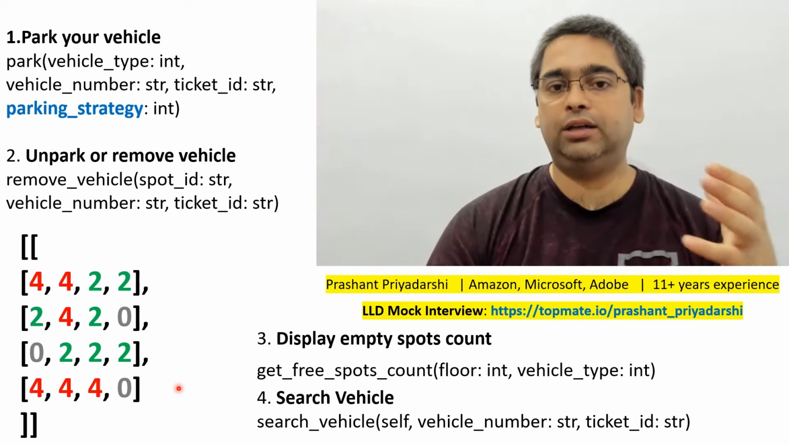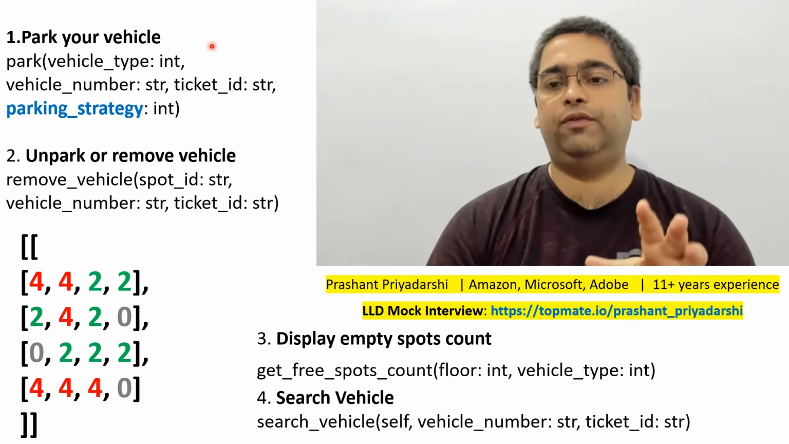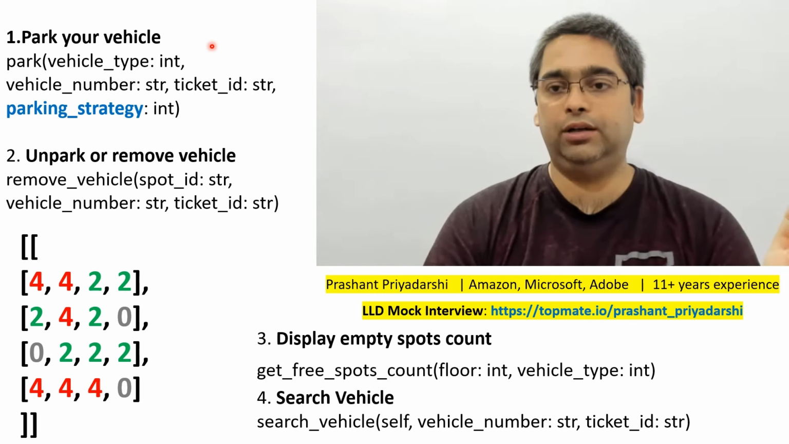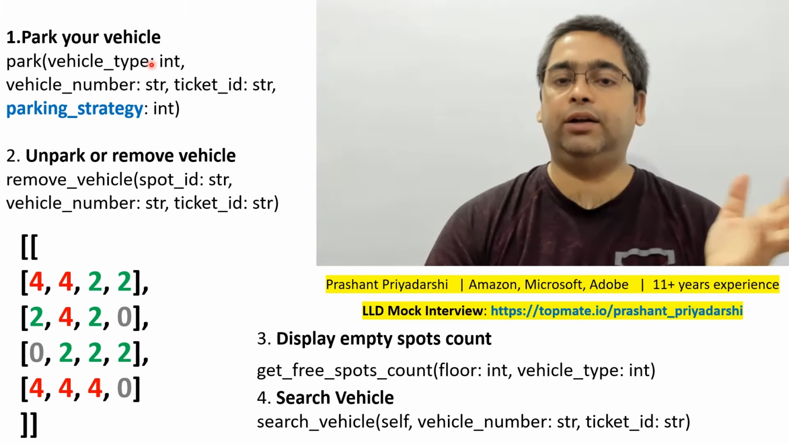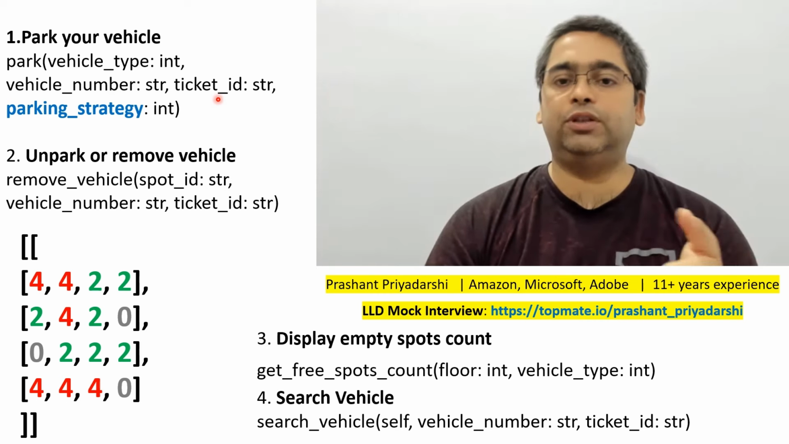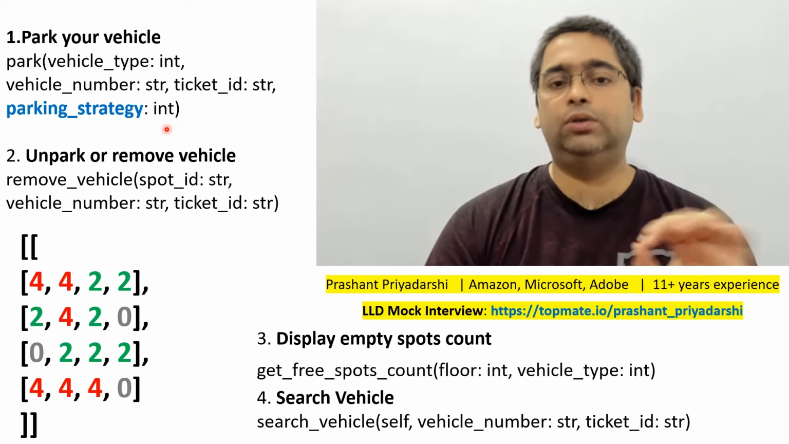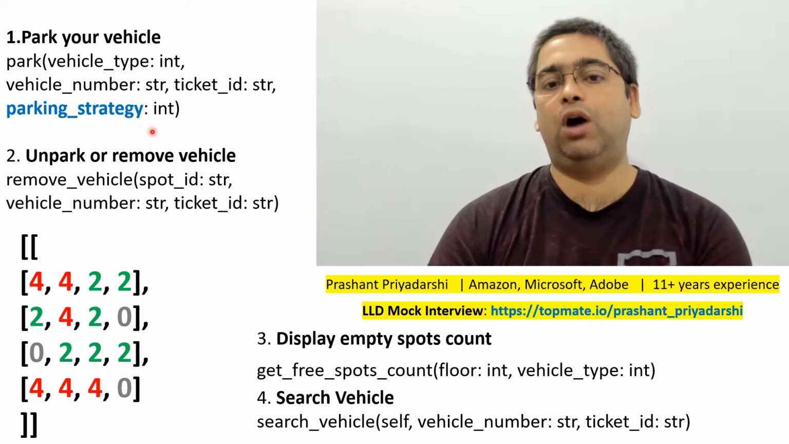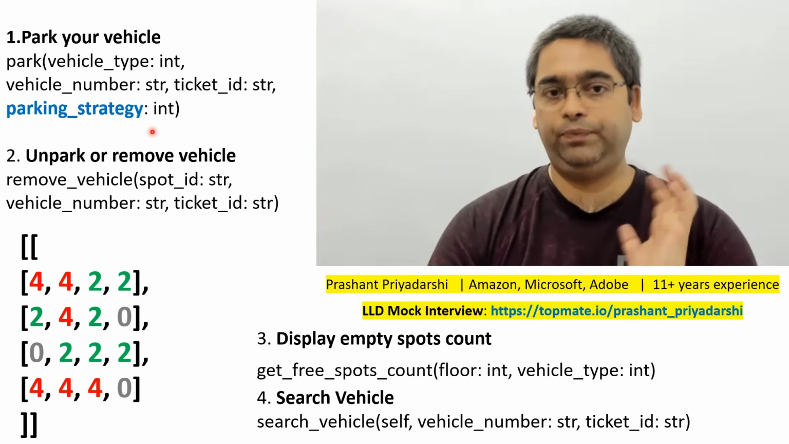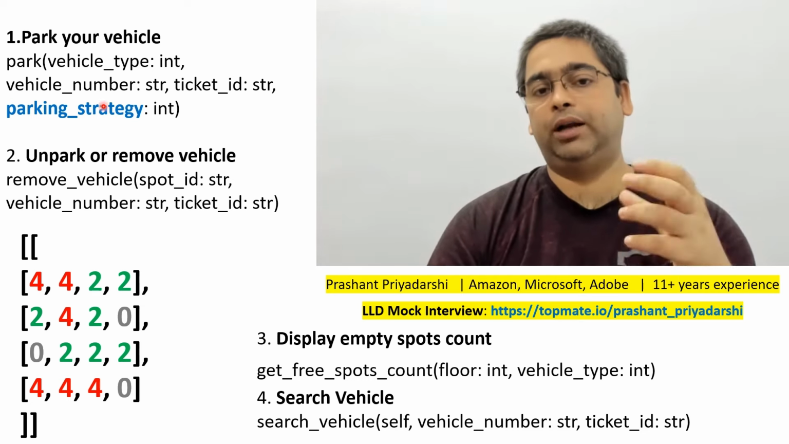Since we have this clarity, let's start with the functionalities. The first core feature of a parking lot is that you go there to park your vehicle. So you give a vehicle type, that is, whether I have a scooter or a car, a two-wheeler or four-wheeler vehicle, 2 or 4. Then you have your vehicle number, which is your license plate number, and your ticket ID. For this question, let's assume you have a ticket ID generated for you, or you will generate your own ticket ID. Also, there are going to be multiple parking strategies as to how we will assign a spot to a particular vehicle. So we'll be revisiting this parking strategy variable again and again.